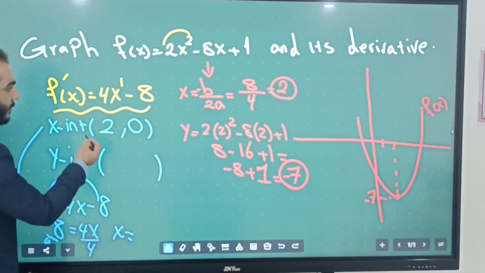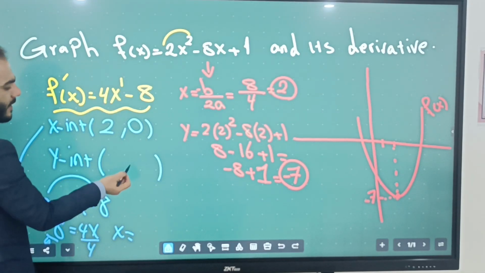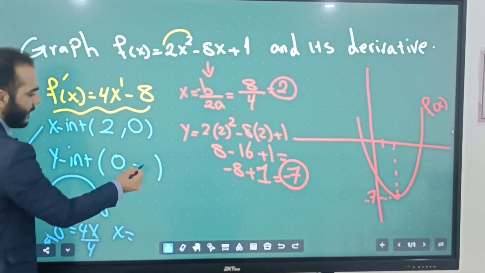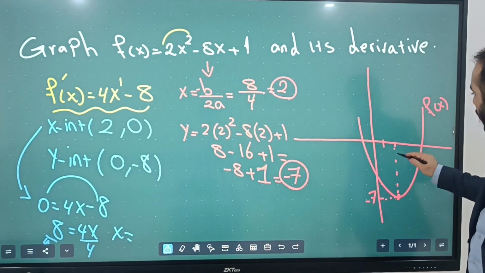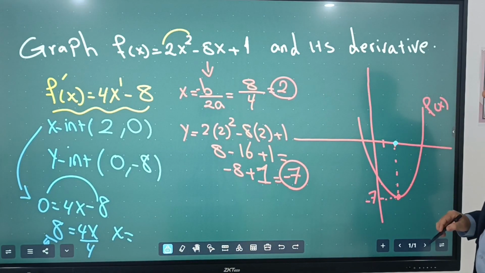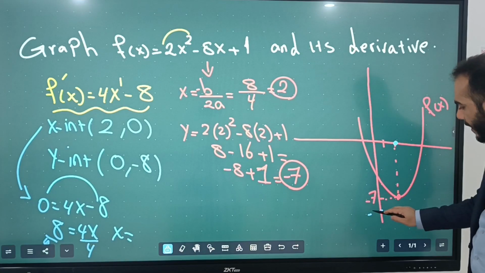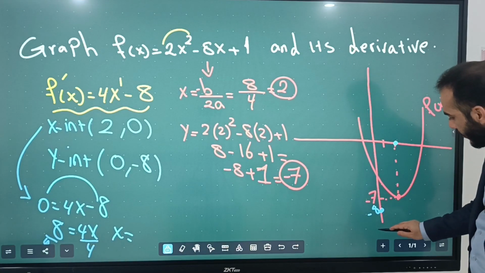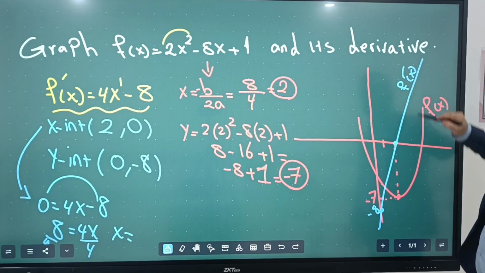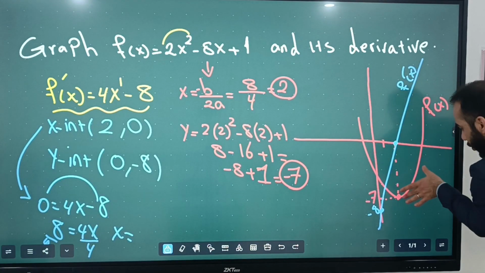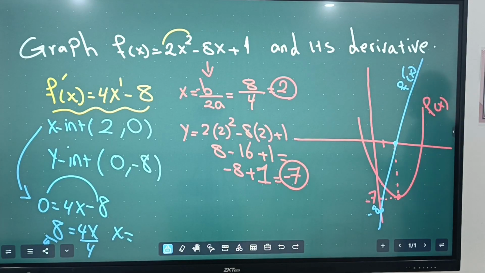And how about the y-intercept? In the y-intercept, simply make this x 0. So 4 times 0, 0. 0 minus 8, negative 8. So 0 and negative 8. Halas. Plot these 2 points over here. 2 and 0 is already here. 0 and negative 8. So if here is negative 7, here is going to be negative 8. So the graph would be something like this. That is the graph of f prime of x. The function itself is quadratic. The derivative is a linear function.